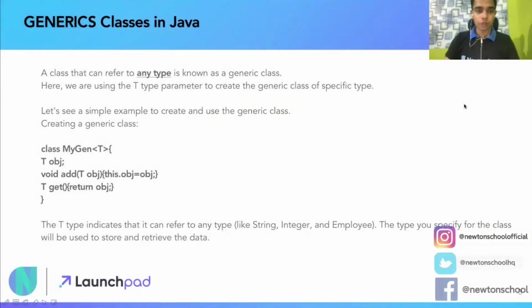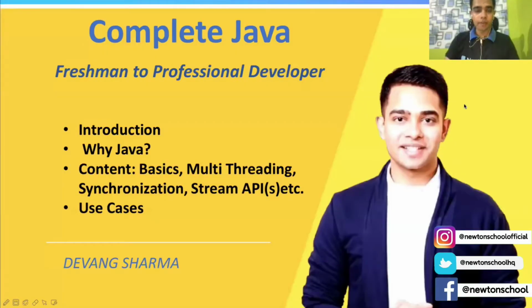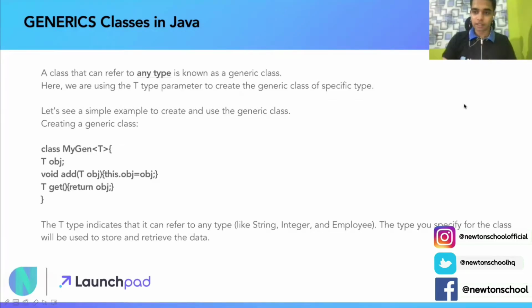In the last video, we talked about what generics in Java are, why generics were used, and what advantage we get using generics in Java. In this video, we are going to talk about generic classes and generic methods, and we are going to see via code how generic classes and generic methods are implemented. Let's start first with generic classes.